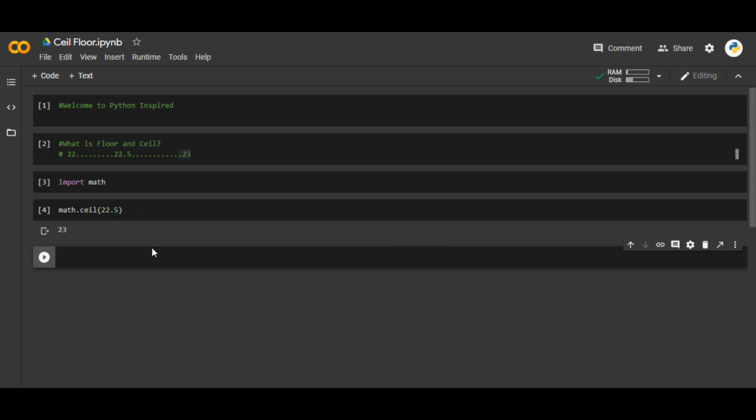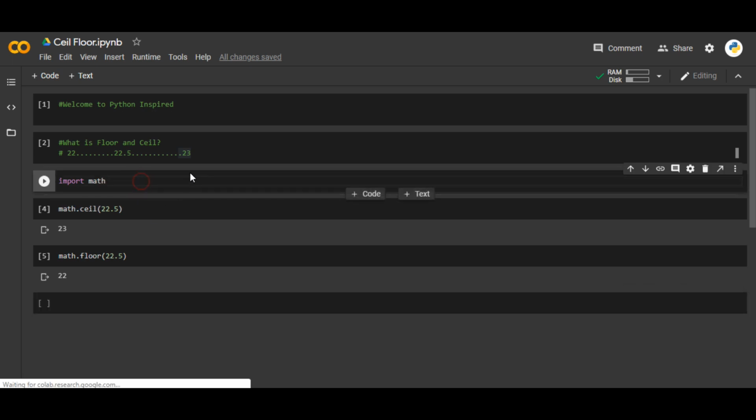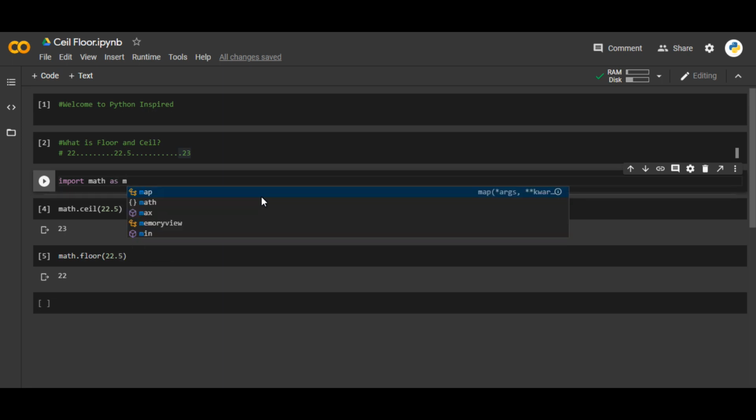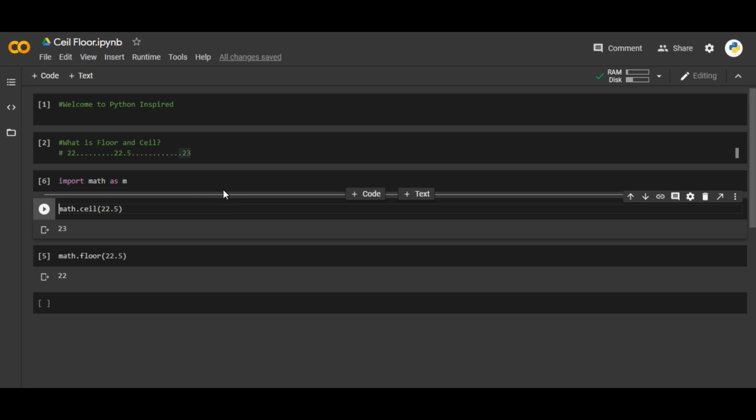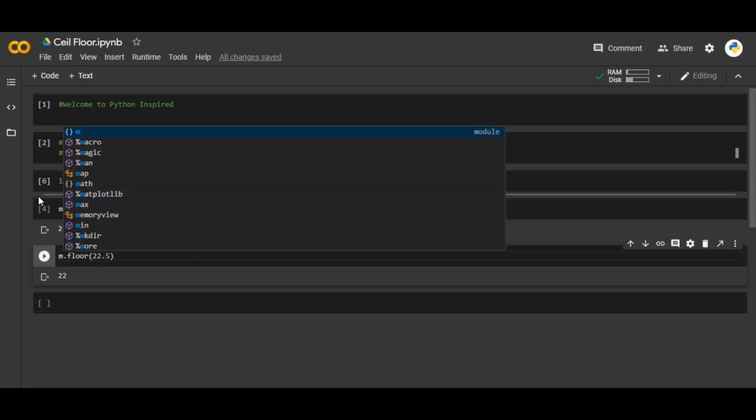And similarly, if I write math.floor of 22.5, you are going to see 22 as the floor. So this was ceil and this was floor. So here is a little trick that you will usually see. You can say import math as m. If you do it like this, what you can do is just write m.ceil and m.floor. So this will make things easier for you.